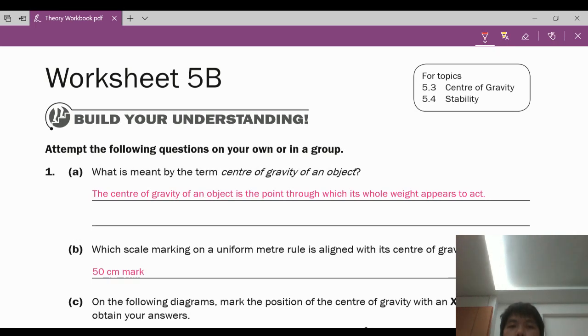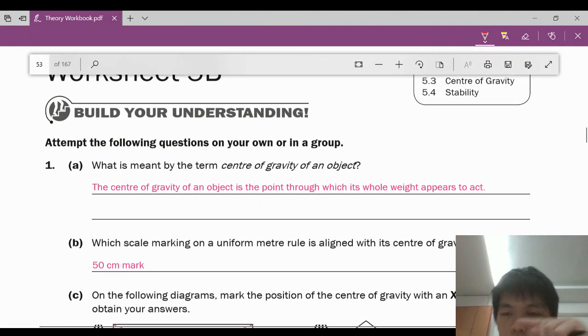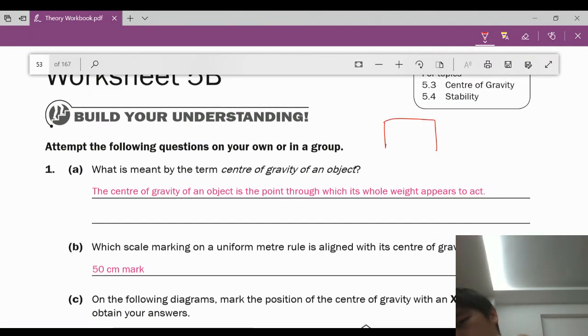Alright, let's welcome back. Today we'll look at worksheet 5B on center of gravity and stability. So, what is meant by the term center of gravity of an object? Center of gravity of an object is a point to which the whole weight appears to act. So if I were to draw an object, the geometrical center of the object is where the two lines meet, using dotted lines. This is the center of gravity, CG, and that's where I can draw my weight.